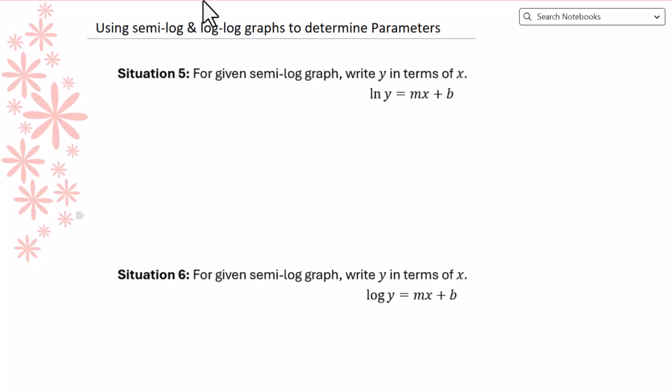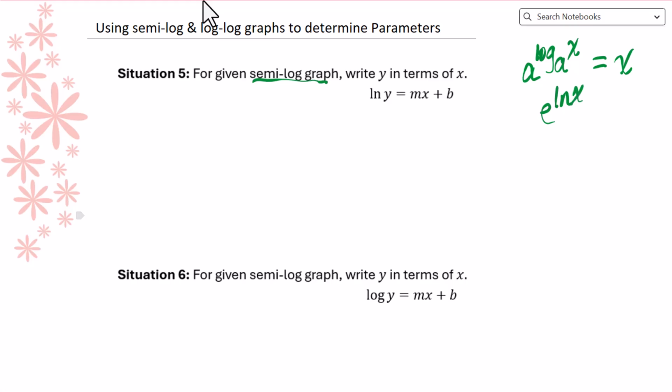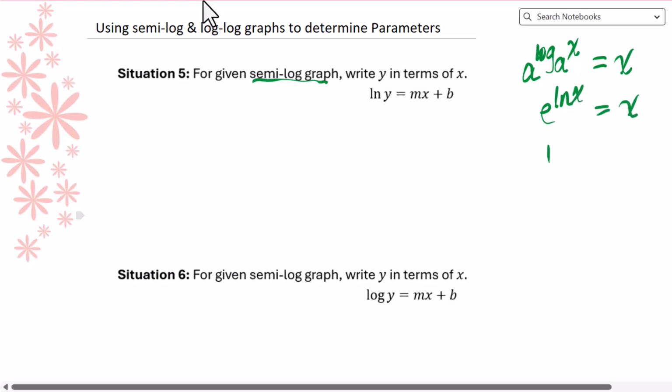Situation 5. For the given semi-log graph, write y in terms of x. We will take e as base on both sides, because we do know a to the power of log base a of x equals x. e to the power of natural log of x equals x. 10 to the power of common log of x equals x.